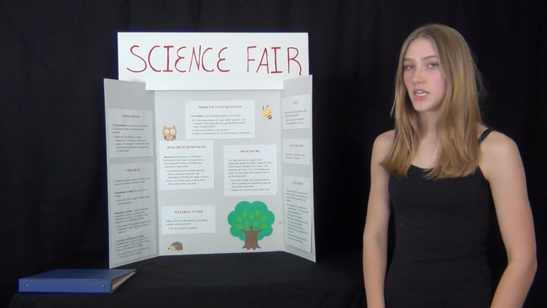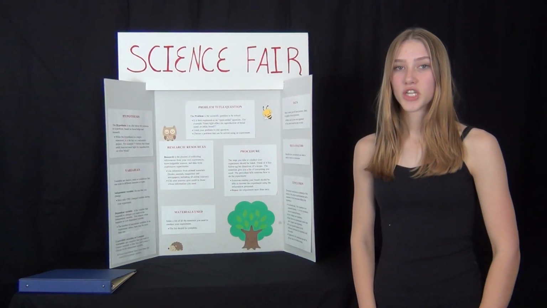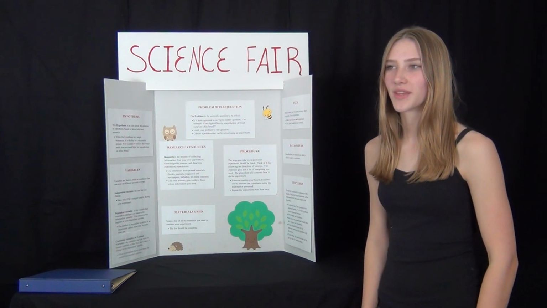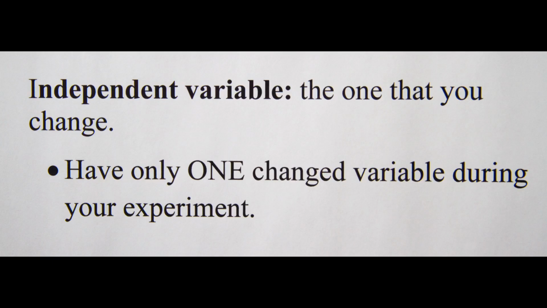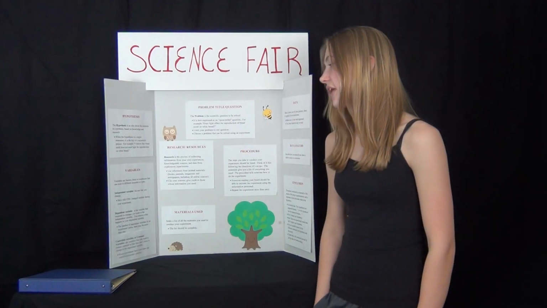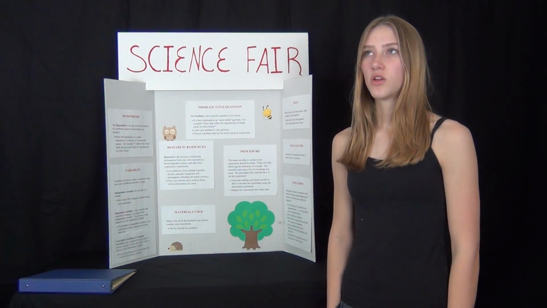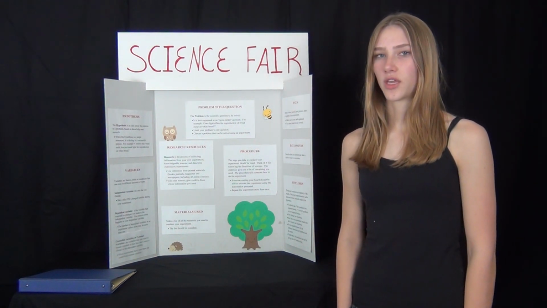Then you're going to have an independent variable, which is the one thing you change. For example, it would be what you're using to keep the apples fresh. Then your dependent variable is going to be what's changed by that, which is what apples stayed fresh the longest.